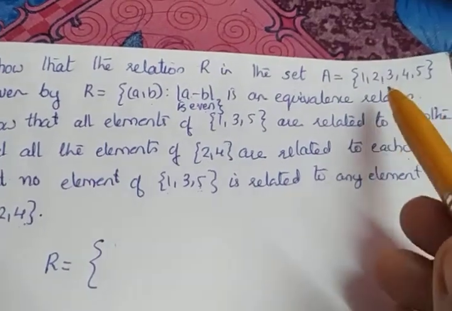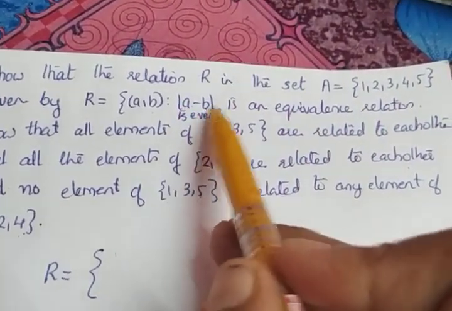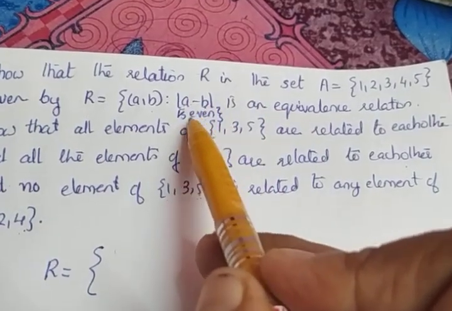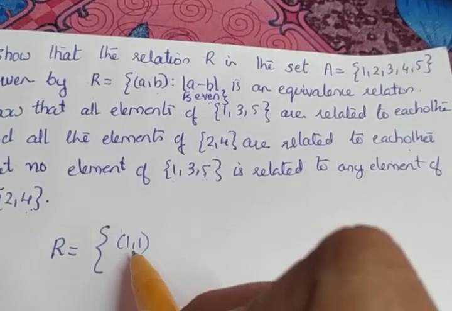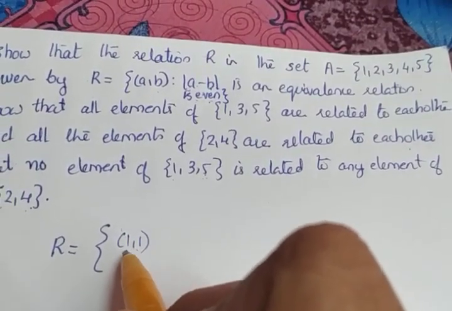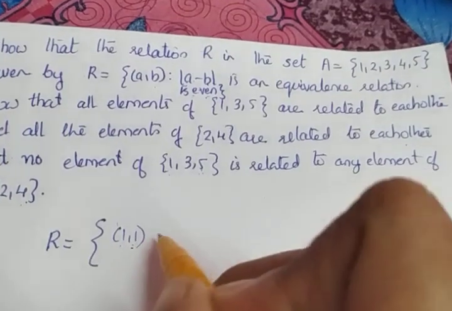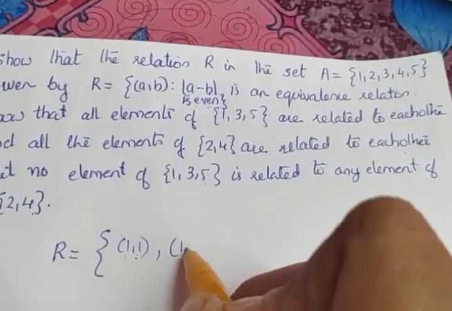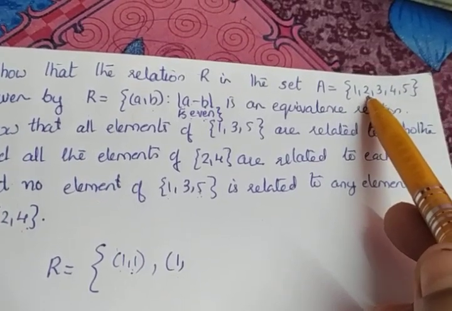There are only 5 elements, isn't it? So what's the condition? The modulus of the difference is an even number. So (1, 1) is clearly an element of R because the modulus of its difference, 1 minus 1, is 0, which is an even number. In the same way, (1, 2): will it be an element of R? No, because 1 minus 2 is not an even number.